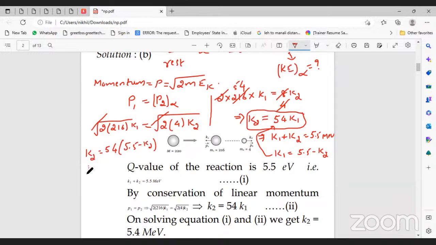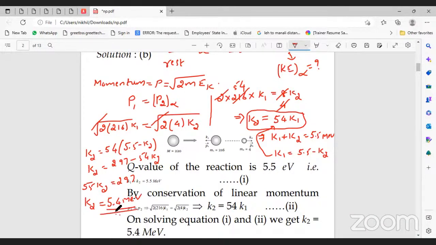So on simplification of this, you have to tell me what is 54 into 5.5. It is close to 297, I think. Yeah, 297 minus 54 K2. Shift 54 K2 to this side. So it becomes 55 K2, which is equal to 297. So what is K2 from this? 297 divided by 55. So you will get approximately 5.4 mega electron volt.